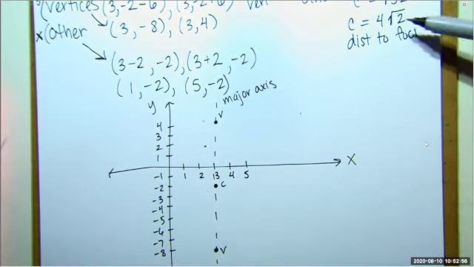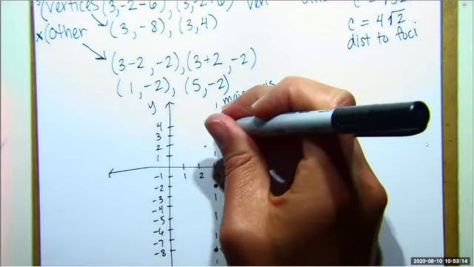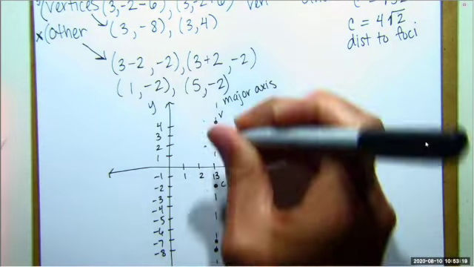Then we went up and down a distance of C, which was 4 root 2 to get to the foci. So again, what you want to think about is 4 root 2, that was square root of 32. So square root of 32 is between square root of 25 and square root of 36. So that's between 5 and 6. So we want to go up and down something between 5 and 6. So that's going to be right around here and right around here. Those are our foci.